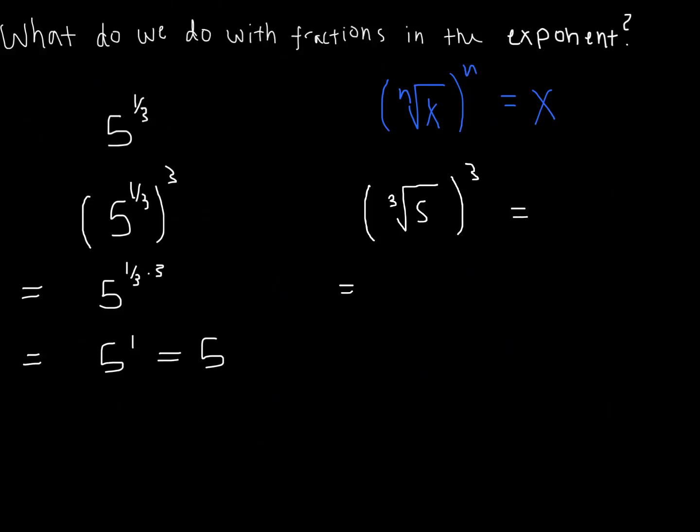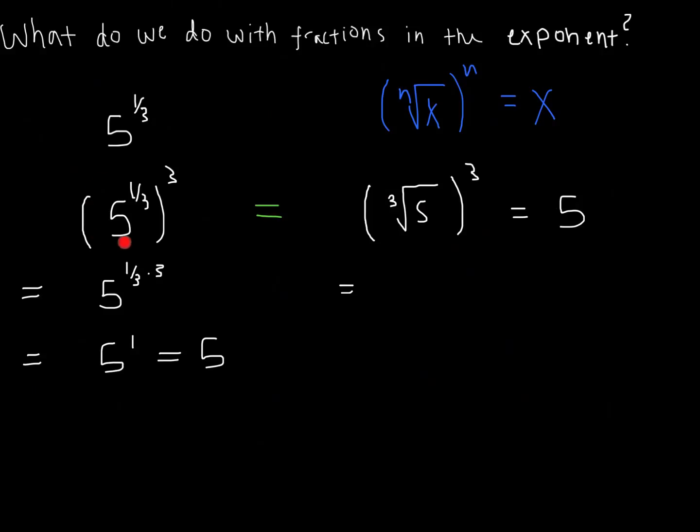I'll put it over here. Think about this. So pause the video and think about why this is true again. This is saying take the cube root of 5. So find the number that I can multiply by itself 3 times to get 5. Then multiply that number by itself 3 times, and of course you'll get back out 5. Well, this expression over here also equals 5. So these two things are equal.